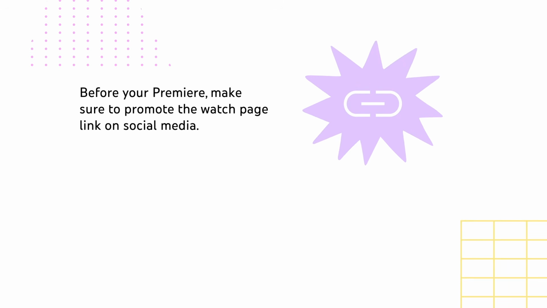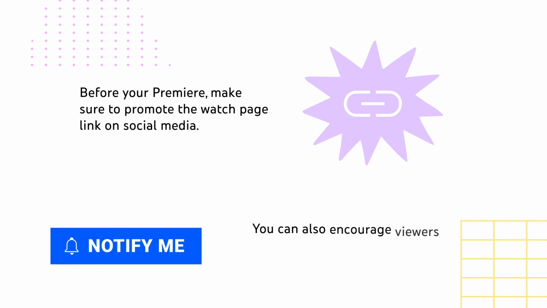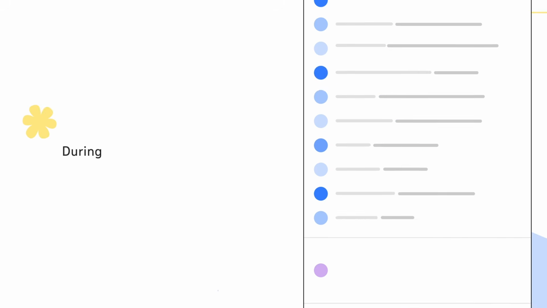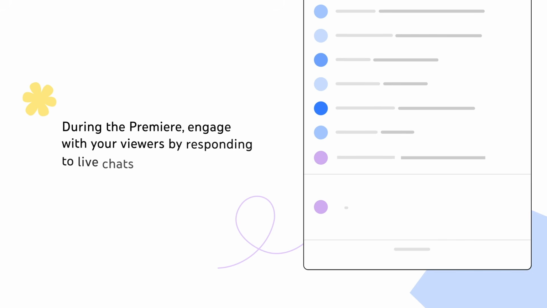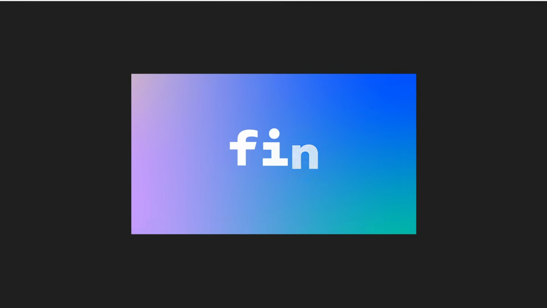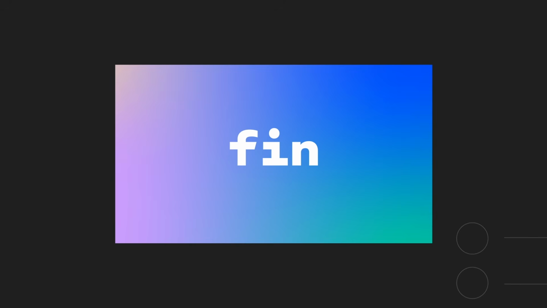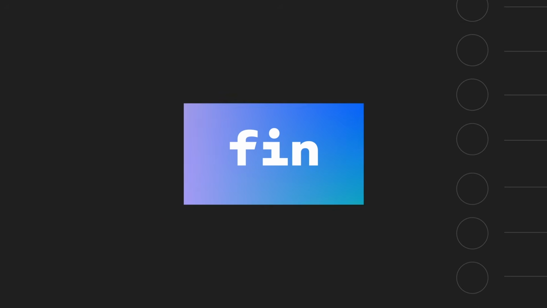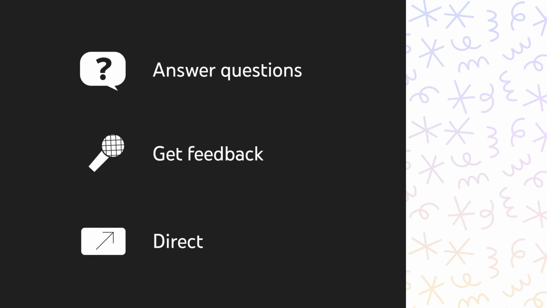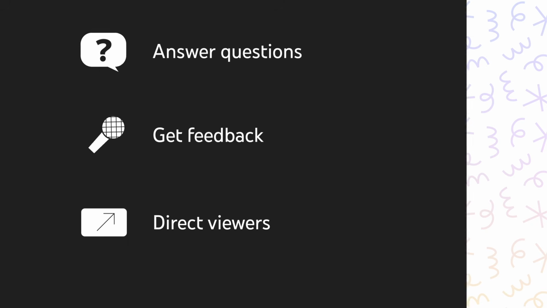Before your premiere, make sure to promote the watch page link on social media. You can also encourage viewers to use the Notify Me button that shows up below the video. During the premiere, engage with your viewers by responding to live chats to let them know you're watching with them. Finally, you can use the watch page to live chat with viewers for a short period following the end of a premiere video. This post-show time is an excellent opportunity to answer questions, get feedback on the premiere, or direct viewers to a post-show video or live stream.